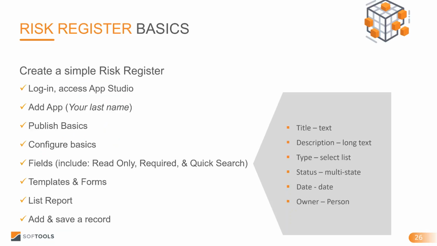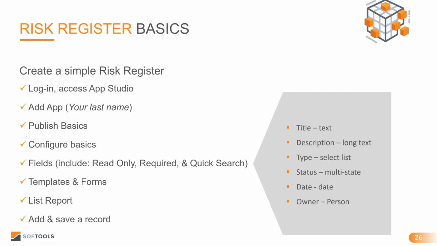On this slide here, you can see the process we're going to follow. We're going to log in, access the App Studio. We're going to create an application, and then we're going to ask you to publish it. Now, normally publishing comes later, but by asking you to publish it here, we can see it and see how you're getting on and provide some coaching support.